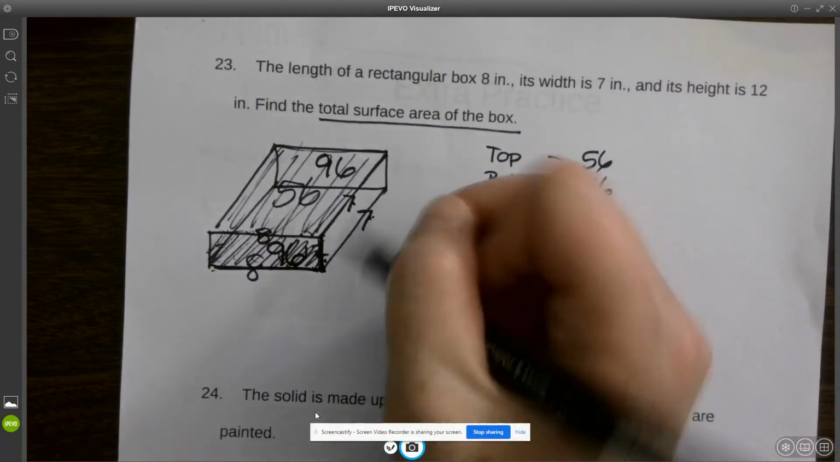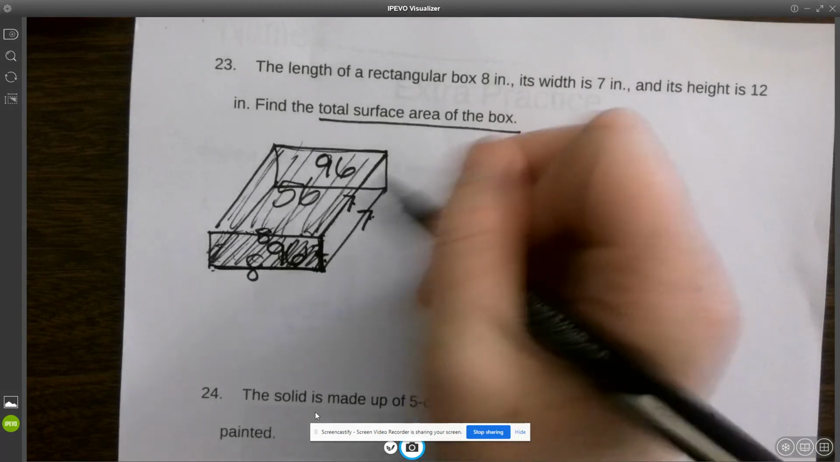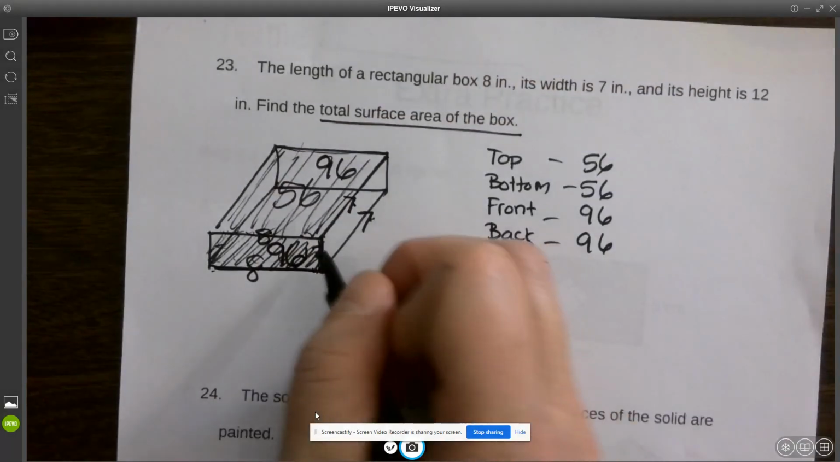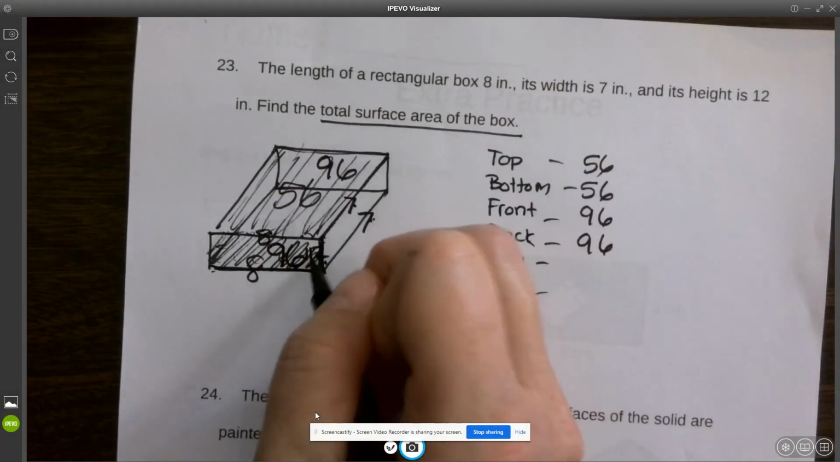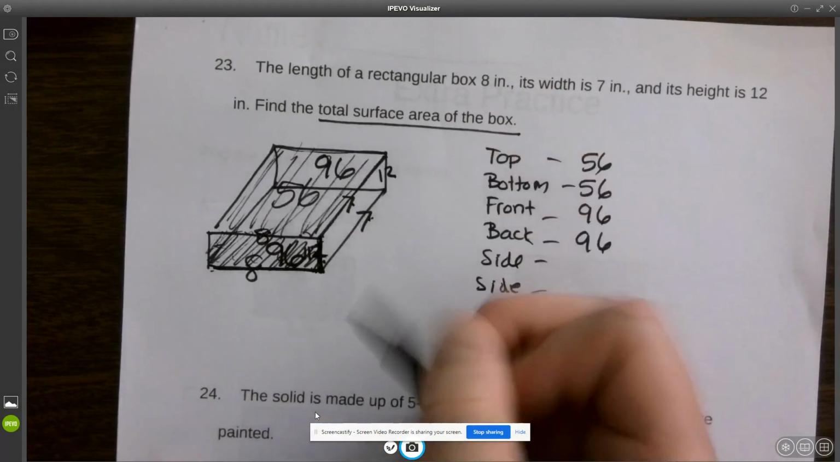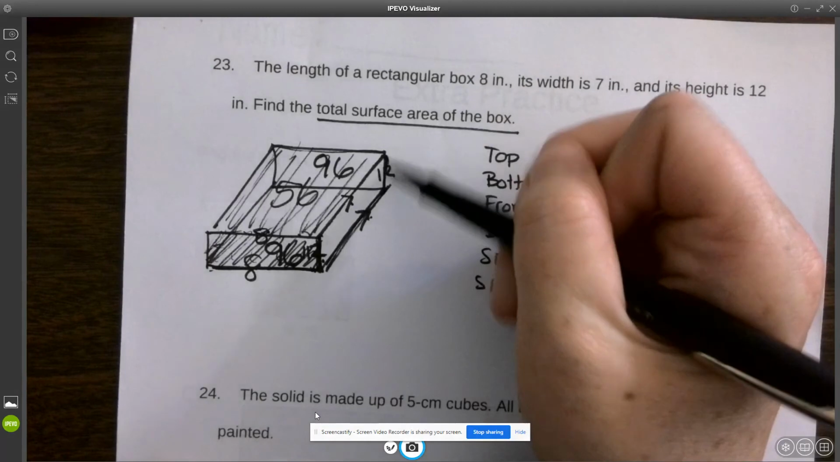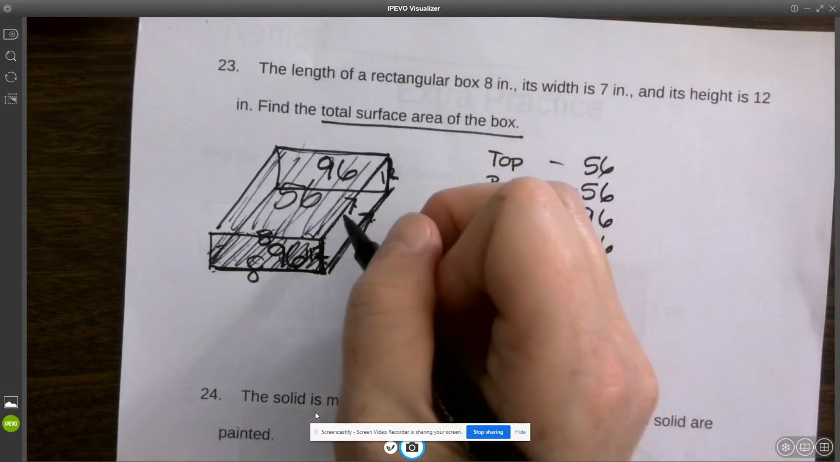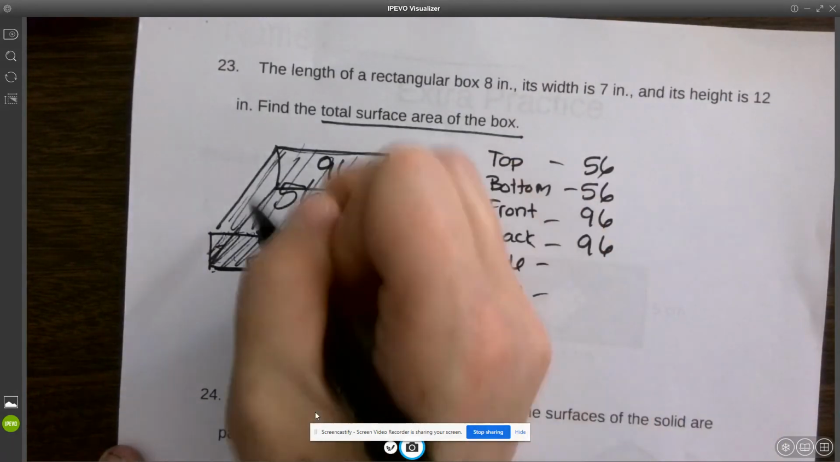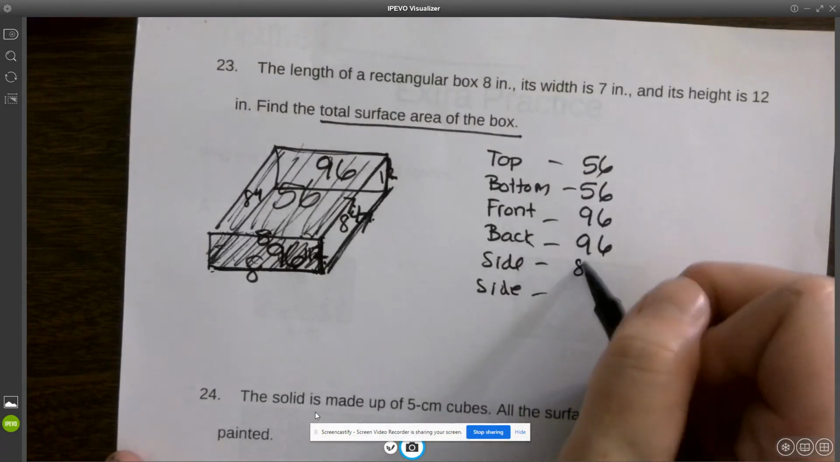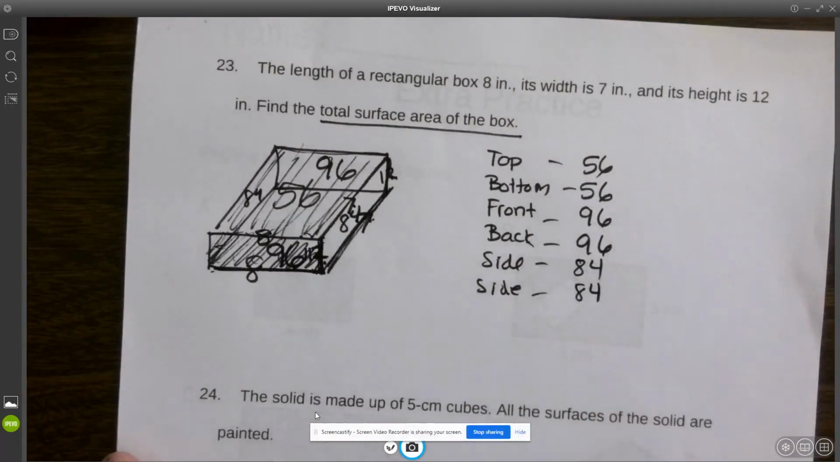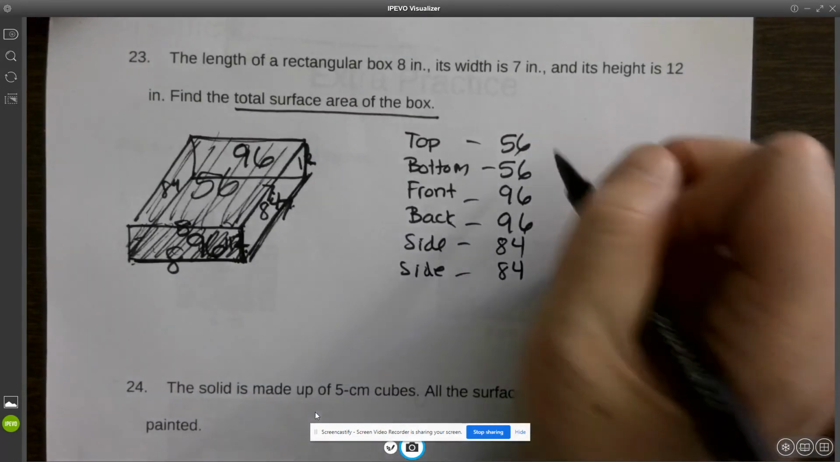Now let's do this side, and whatever this side is, this side would be. So we said that the height was 12. Can't really see that, so I'll write it right here. The height is 12. The base is 7, so it's 7 by 12. So what's 7 times 12? So this side is 84. That means this side is 84. So they're both 84. And now all I have to do is add them together.